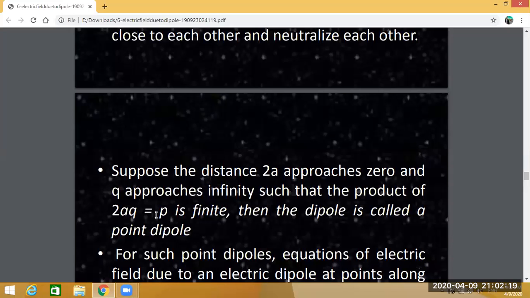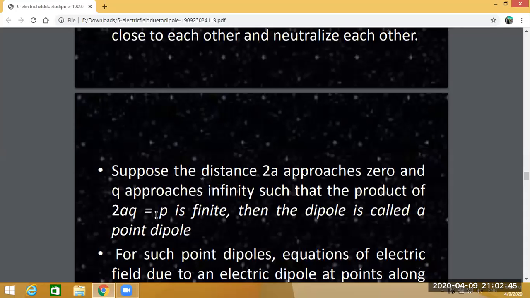0 into infinity equal to 0, which is finite. So when charge on a dipole is made to be infinite, while dipole length is made to be 0, in that case, the dipole is called a point dipole. Remember, so far we have discussed dipole. Now here in this case, it is a point dipole. The point dipole means what?